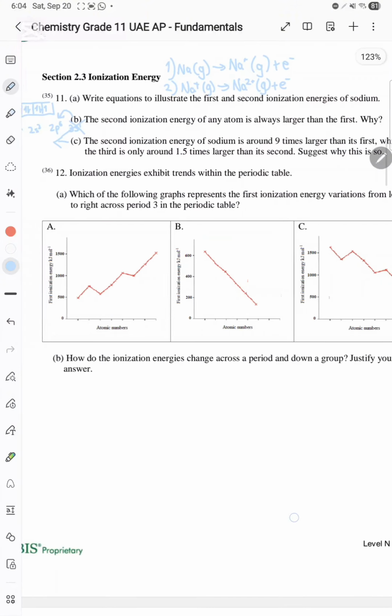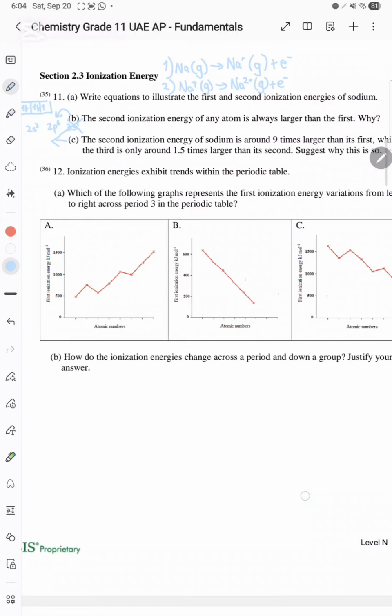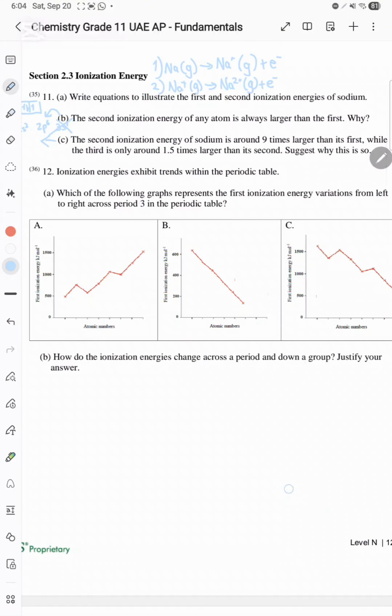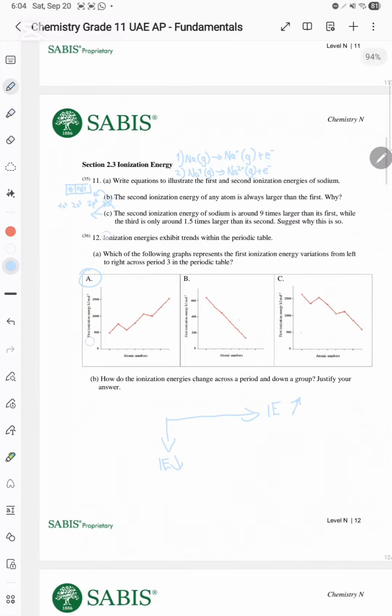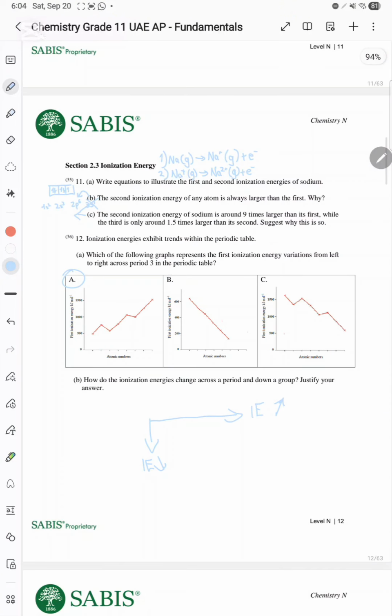Which of the following graphs represents the first ionization energy variation from left to right across period 3? Now we need to know a few things. When you're going across a period, the ionization energy increases. But when you're going down a group, the ionization energy decreases. So by knowing that, we can tell it's A, because it's the only one increasing.